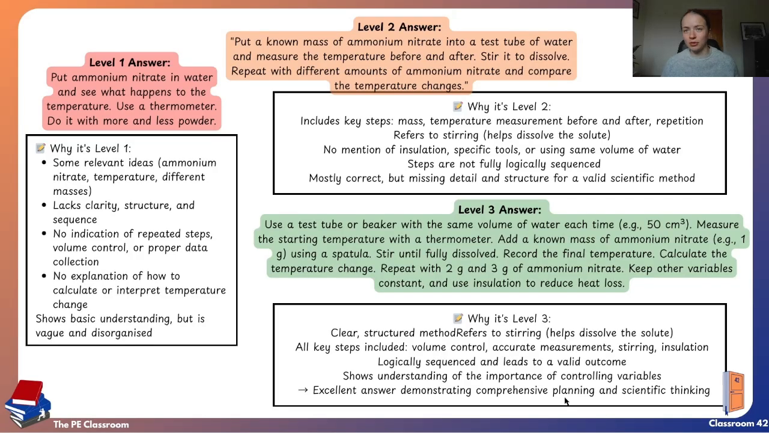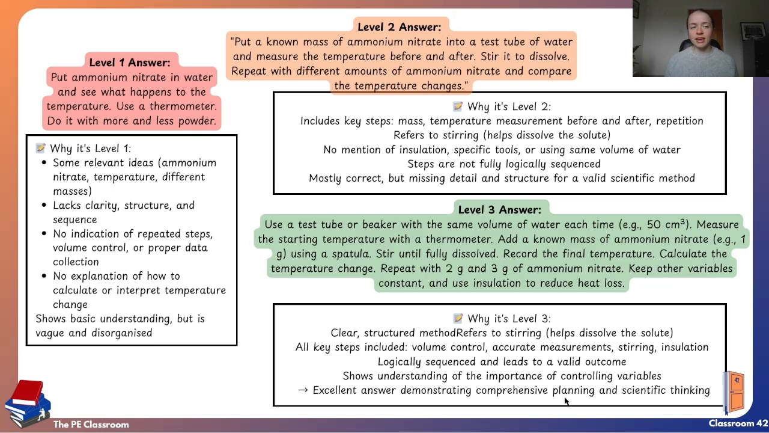So here are some examples to give you a little bit more of an understanding of how you can apply that. So let's look at a level 1 answer quickly first. Put ammonium nitrate in water and see what happens to the temperature. Use a thermometer. Do it with more and less powder. So this is a level 1 answer because it does contain some relevant ideas, so it is worthy of credit, but it lacks clarity, some structure and a sequence really. And there's no indication of repeating steps, controlling the volume used, nor some proper data collection. And it doesn't explain how to calculate or interpret that temperature change.